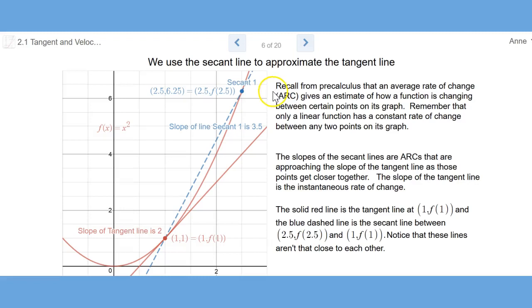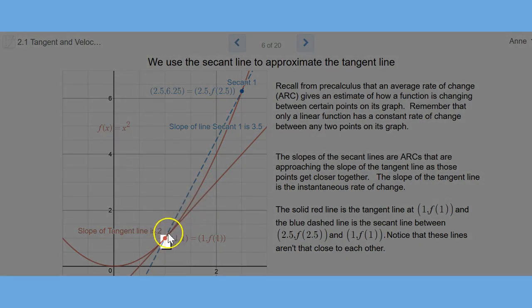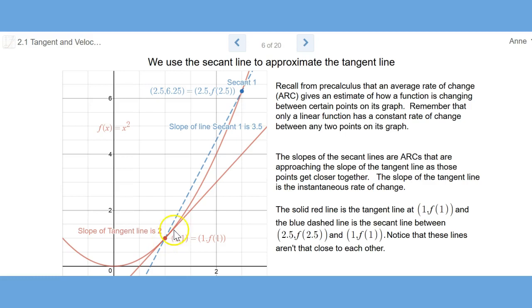Why do we care about secant lines? Because what we really care about is the slope of the tangent line to a function. A tangent line touches the graph of a function at one point in some neighborhood. What we're interested in here is the point 1, 1. This red line is the tangent line, and it touches f of x equals x squared at just this one point. So we're going to be using secant lines to approximate the tangent line to a function at a point.